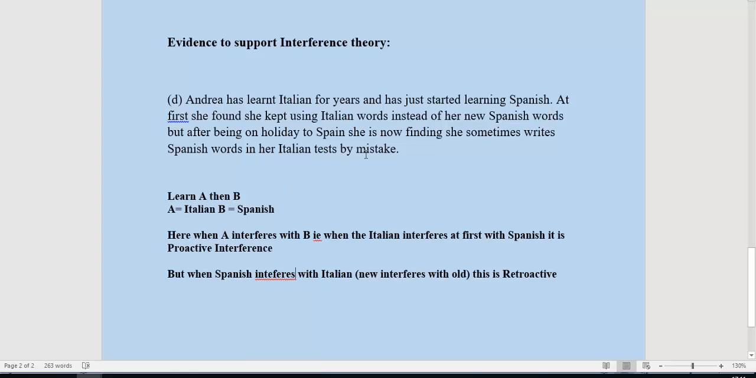And then also the second time, in the second part of the stem, she's been to Spain, she now finds that she's using Spanish words instead of Italian. So there, the new learning, Spanish, is interfering with her Italian, and therefore it's retroactive interference. By writing learn A then B and jotting down what those things are, you won't get in a muddle with it. Hope that's helped. Have a look at my other video on interference and the evidence and evaluation of it.